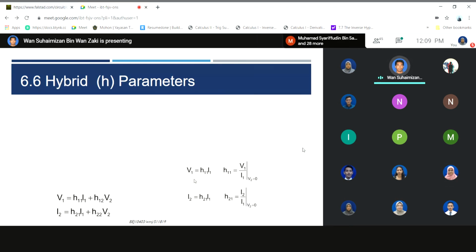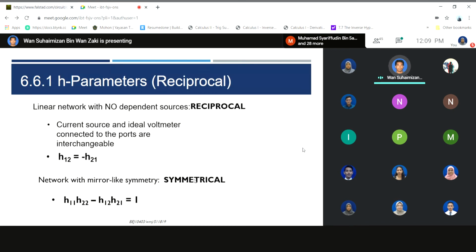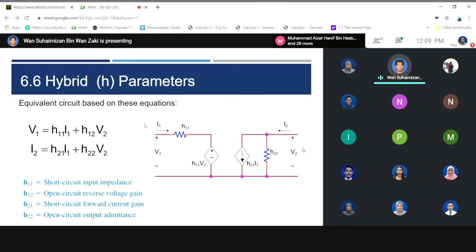So there is no equivalent circuit for the H parameter network, but basically you can represent the model for the H parameter according to this equivalent circuit, right?